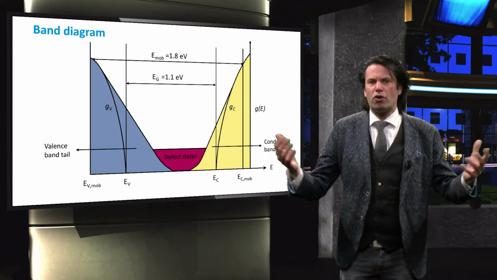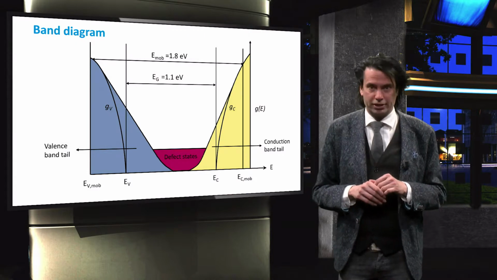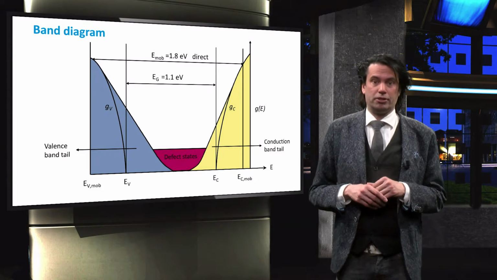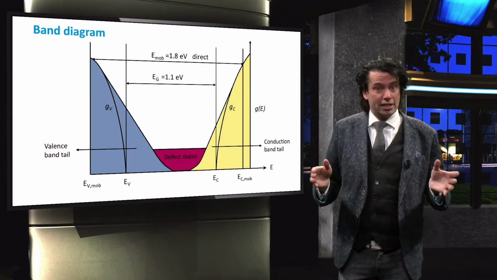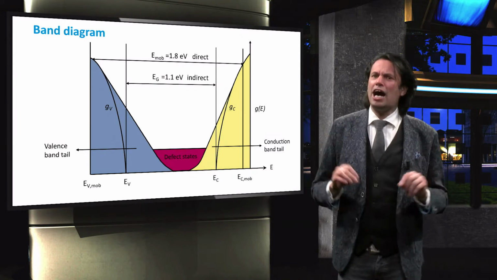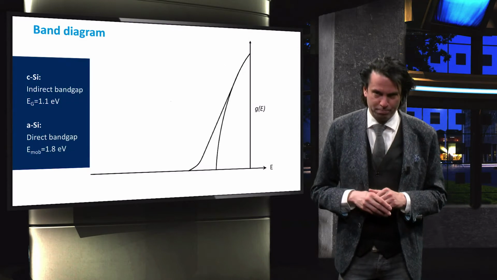Due to the greater number of allowed energy states, the electron momentum of amorphous silicon is poorly defined. Amorphous silicon is therefore a direct band gap material, and amorphous silicon has a larger band gap than crystalline silicon. Let's see how these properties of silicon affect its absorptive behavior.